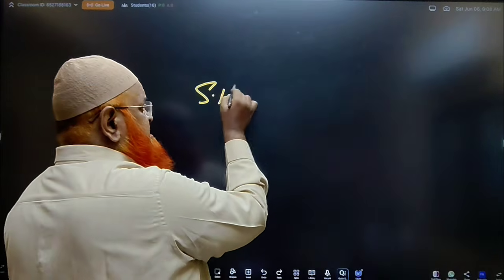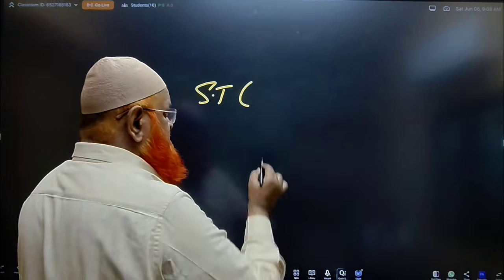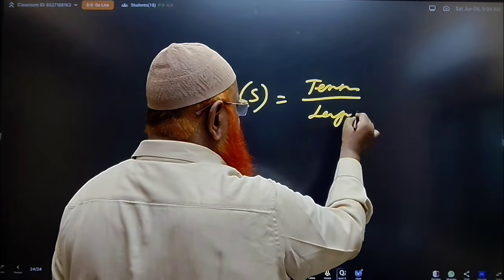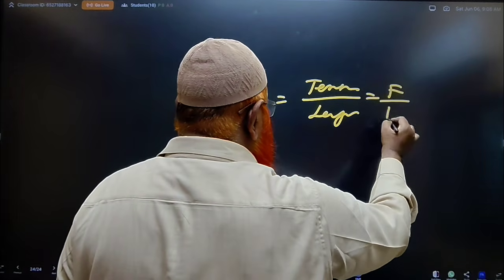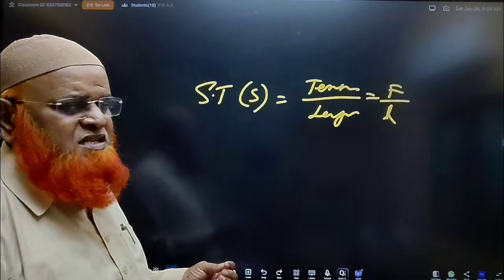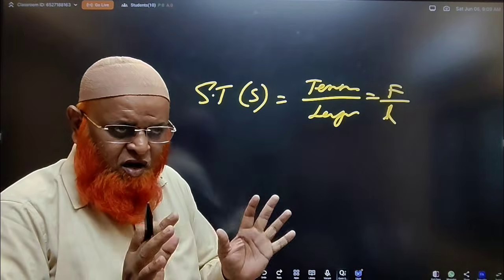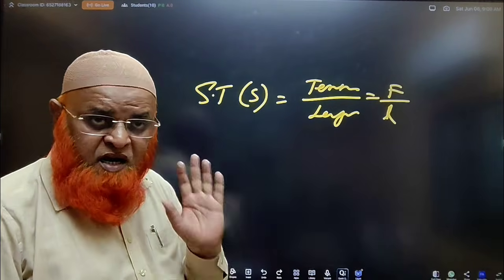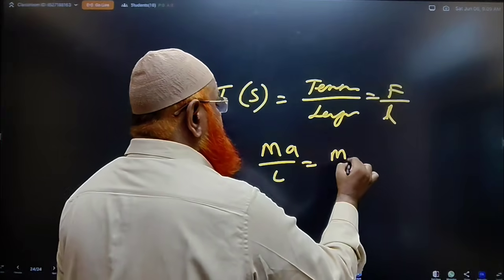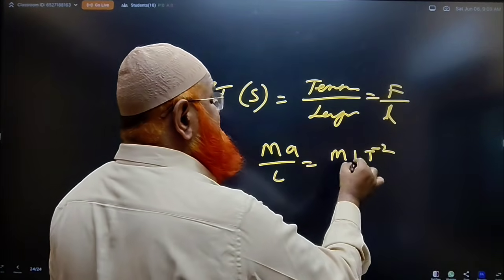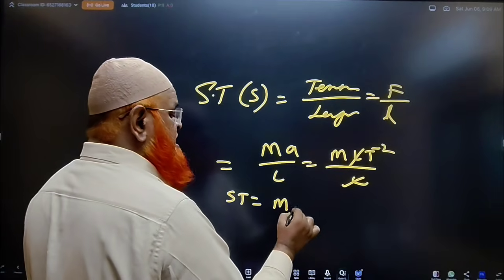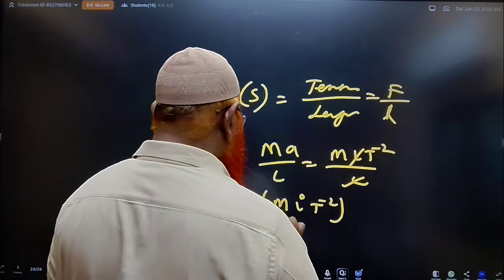Surface tension, which is taken as T here. Surface tension is nothing but tension per unit length. See, tension or force, both are going to be same here. Okay, tension is nothing but force per unit length. Force means mass into acceleration by length, which is nothing but M, and acceleration is LT power minus 2, by L. L and L get cancelled, so the surface tension formula is ML power 0 T power minus 2.